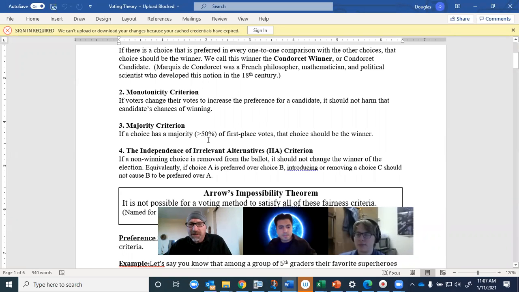Okay, so these are all fairness criteria. Now, it should be the case that if somebody has a majority, and majority is defined as being more than 50%. That means in the Georgia elections back in November, neither Loeffler nor Warnock had 50%. They were the two top vote getters, but neither of them had 50%. That's why they had to have another election in Georgia.